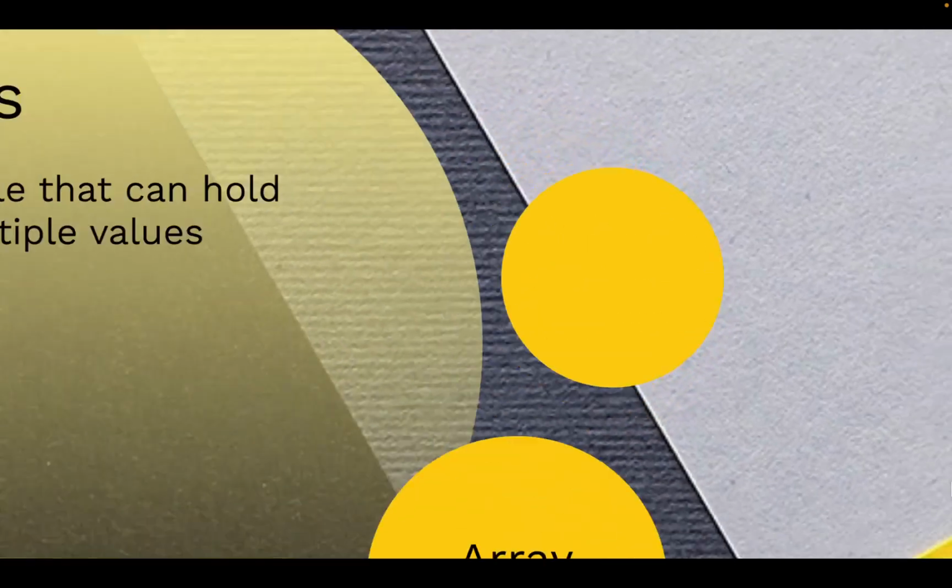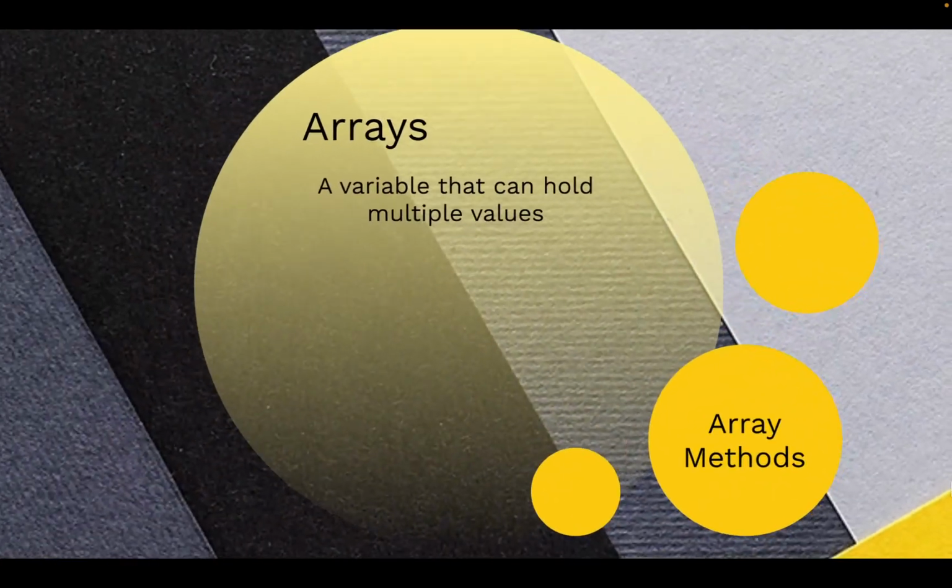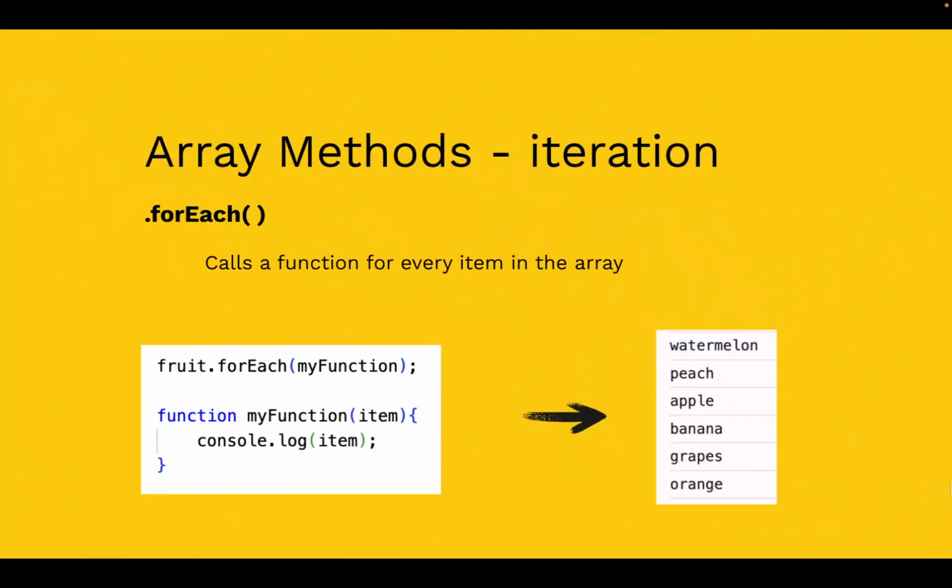Let's look at the iteration array methods. There are several array iteration methods that you need to understand to be able to code. The first one is the for each method. This one runs a function for every item in the array, sending one item to the function each time that it runs. The array name is followed by the dot for each method, and the method's parameter is the function.